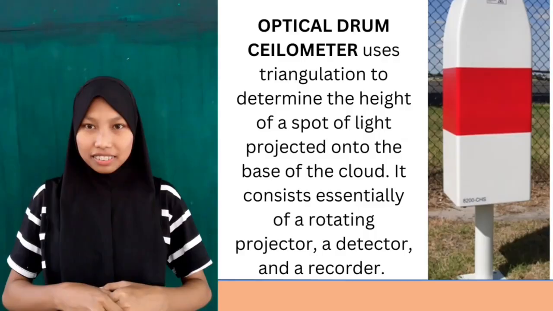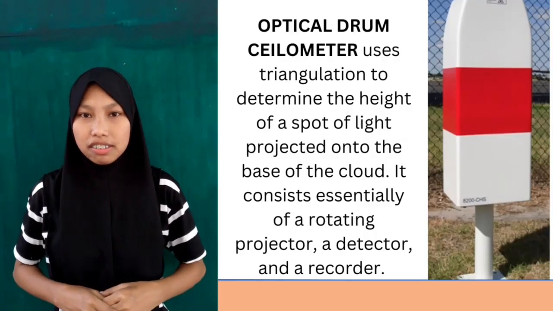In modern systems, laser ceilometers are commonly used. These devices send a laser pulse vertically into the sky. The pulse interacts with particles in the atmosphere, like dust or water droplets. The device then measures the time it takes for the pulse to return, using this data to calculate the distance or height of the cloud base.